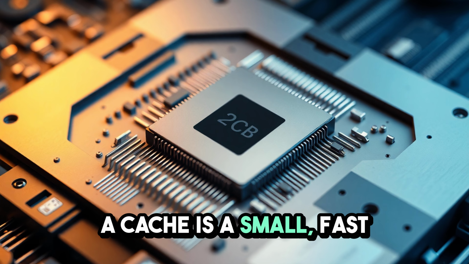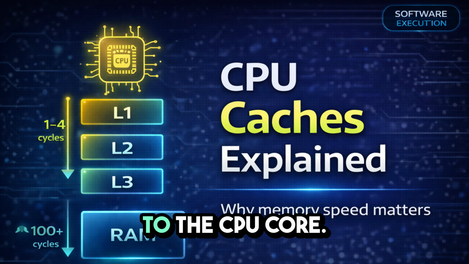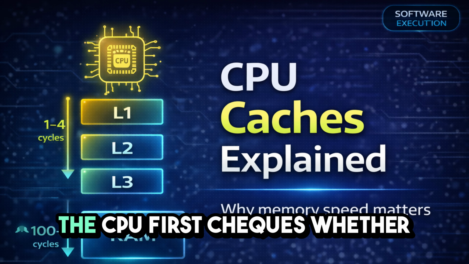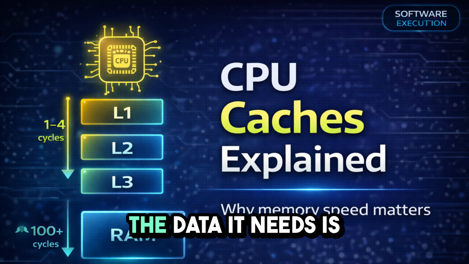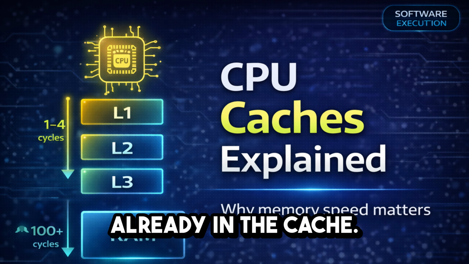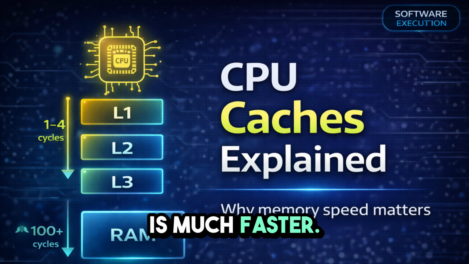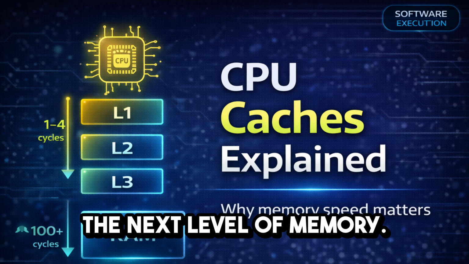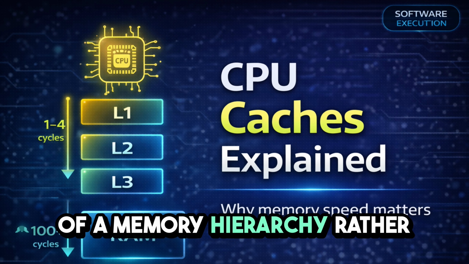A cache is a small, fast memory located very close to the CPU core. Instead of accessing RAM directly every time, the CPU first checks whether the data it needs is already in the cache. If it is, the access is much faster. If it's not, the processor must fetch it from the next level of memory. This leads to the idea of a memory hierarchy.